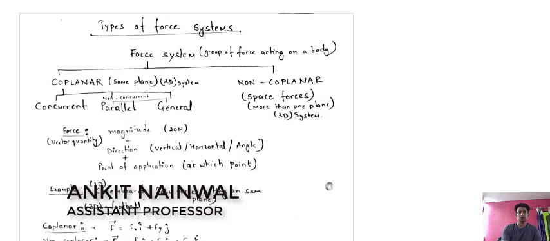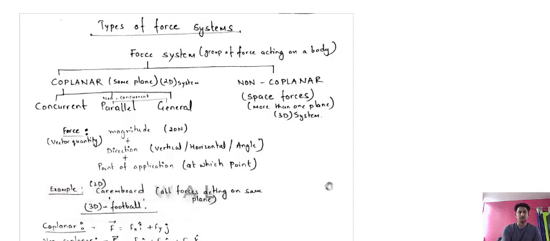You all in earlier lectures I have told you about the word force. What is force? Force is the physical quantity that tends to change the state of rest or motion of a body. It is a physical quantity that changes the state of rest or motion of a body. So what is the force system?